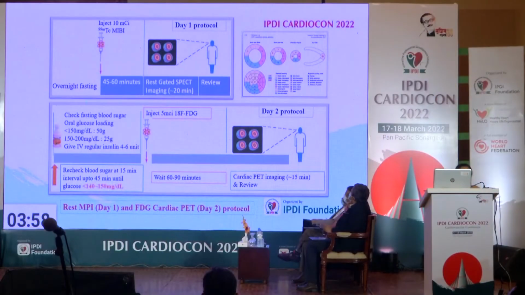Now, this is the day 1 and day 2 protocol for cardiac MPI and cardiac PET imaging. Patient preparation needs overnight fasting. After injecting perfusion tracer, we have to wait for 45 to 60 minutes and image acquisition time takes about 20 minutes. And the second one for cardiac gated PET, patient preparation also overnight fasting. After injecting metabolic tracer, we have to wait for 60 to 90 minutes and imaging time about 15 minutes.